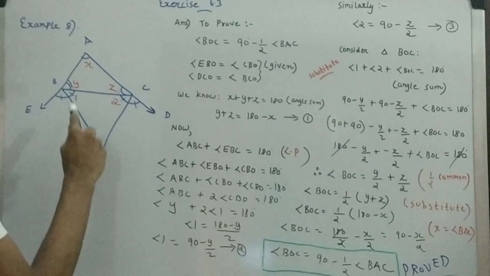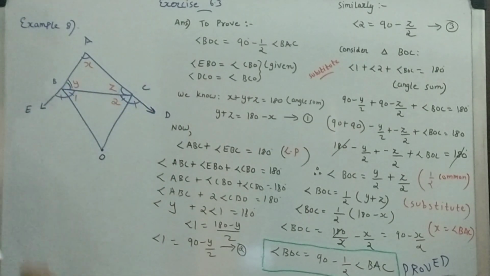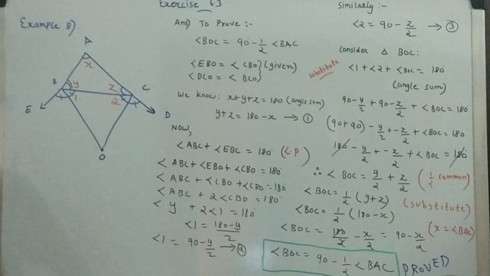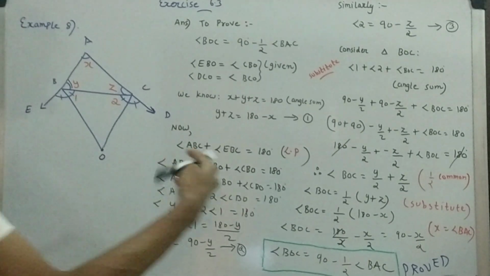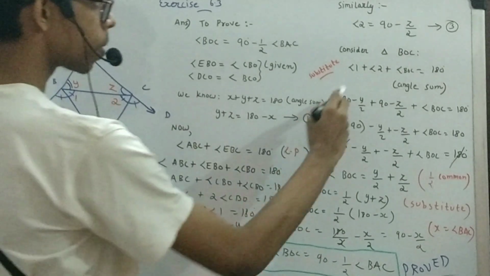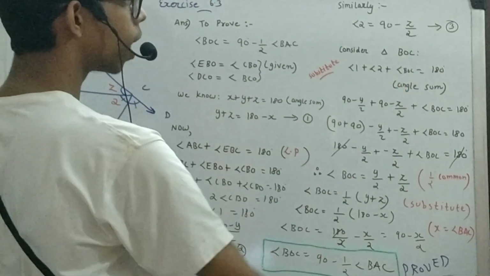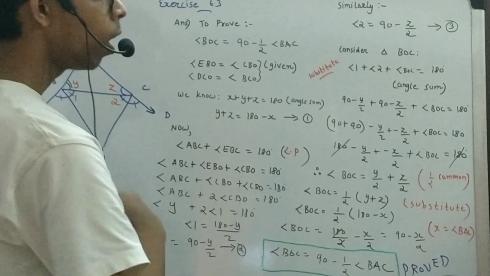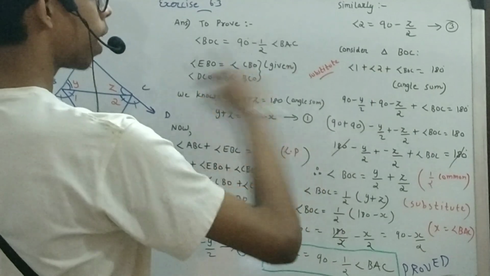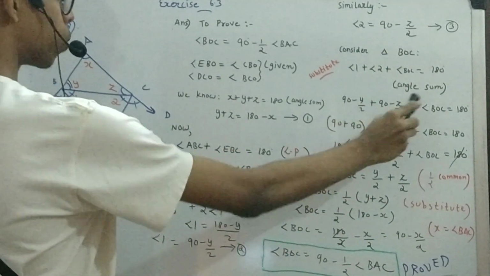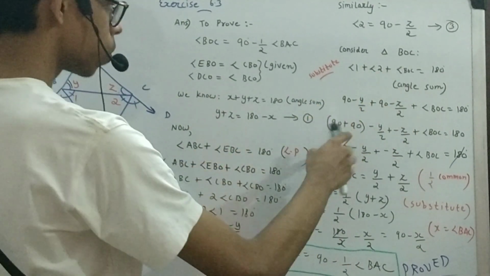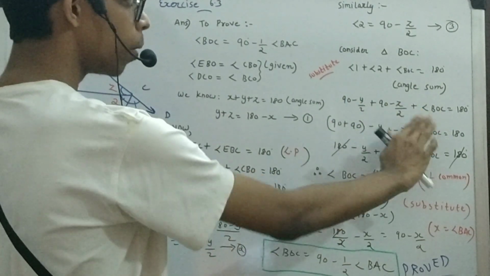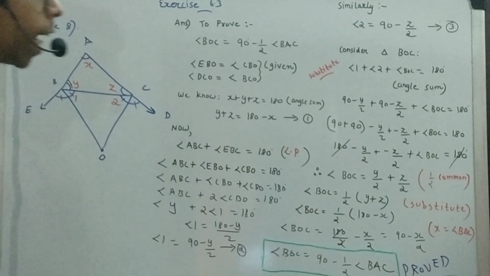Now let us consider this triangle BOC. Here also we can use the angle sum property of a triangle. So we know the interior angles sum to 180. So angle 1 plus angle 2 plus angle BOC is equal to 180 degrees. Now we had found the value of angle 1 and angle 2, isn't it? We can just substitute it in place of 1 and 2. So angle 1 was 90 minus y by 2, plus 90 minus z by 2, plus angle BOC leave as it is, is equal to 180 degrees.